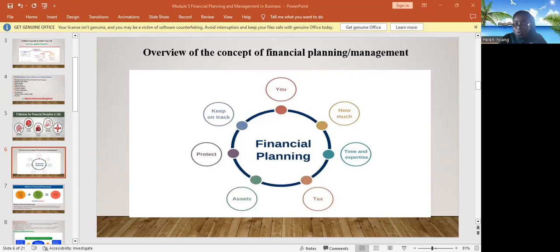Every asset you own will have its own profile. One of the profiles is maintenance, risks and returns, tax accrued to the assets, liquidity, and growth versus income. So understanding the blend of your assets and their characteristics will help you make the right decision for your business.